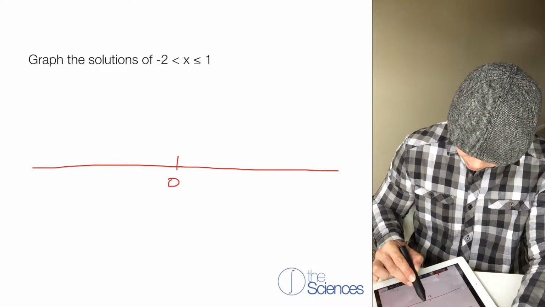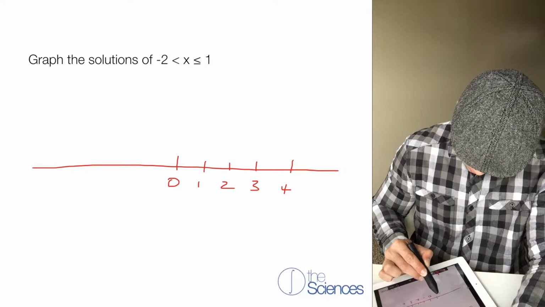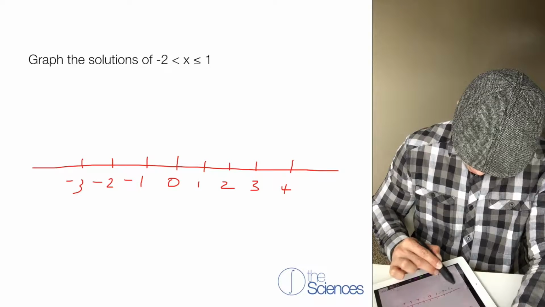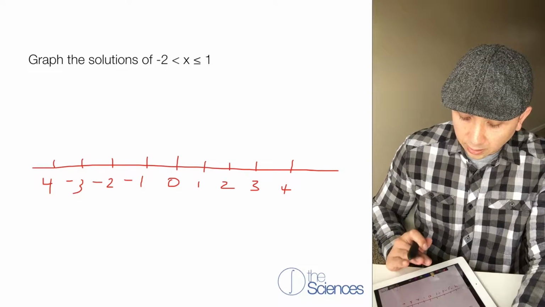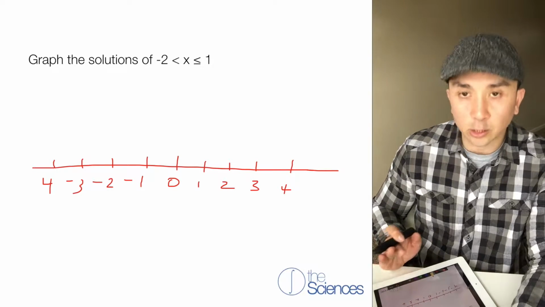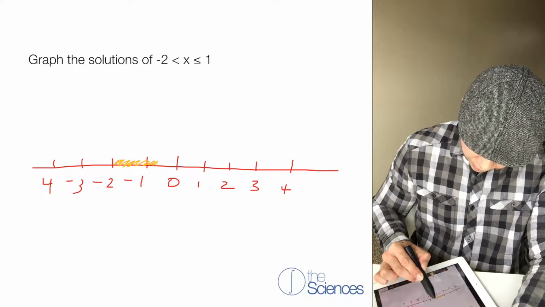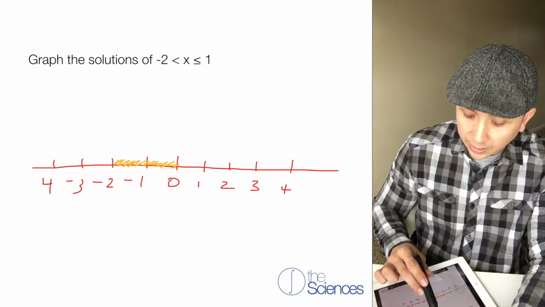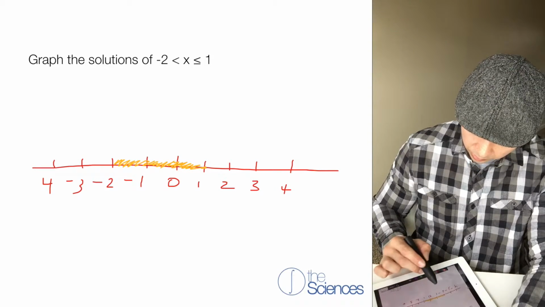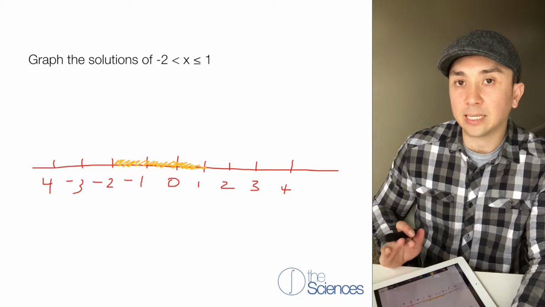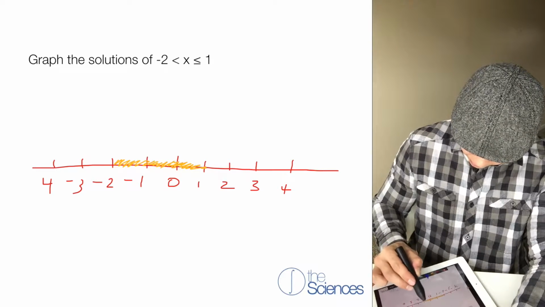So let's draw our number line. Well, it's saying that -2 is less than x, or x is greater than -2. So we know x is greater than -2, but x is less than 1. So that means we go up to 1. So now to show that 1 is included because it's less than or equal to 1, we write a bracket sign.